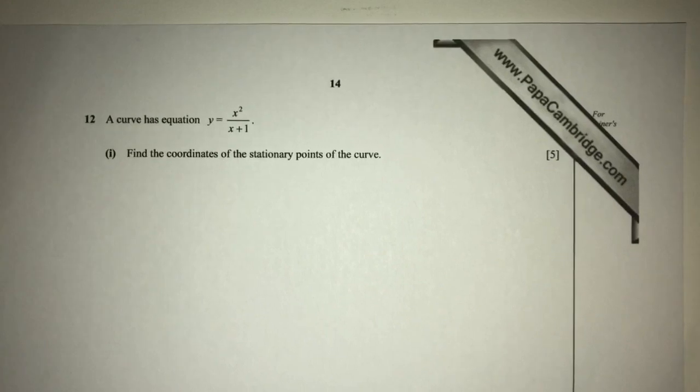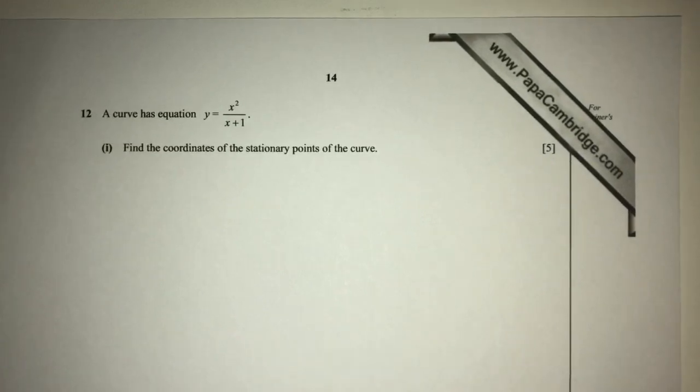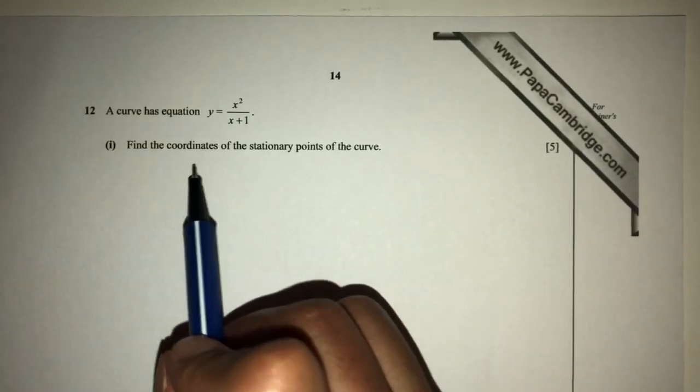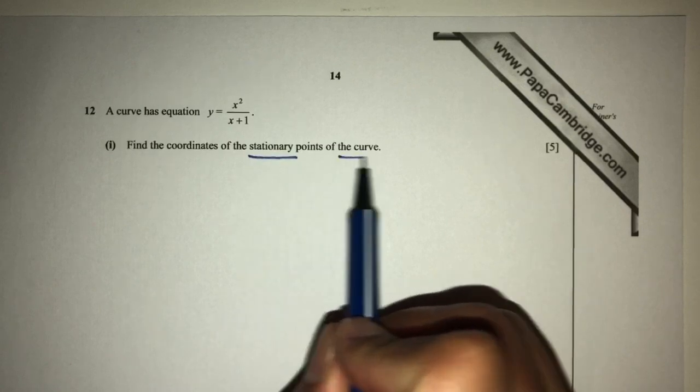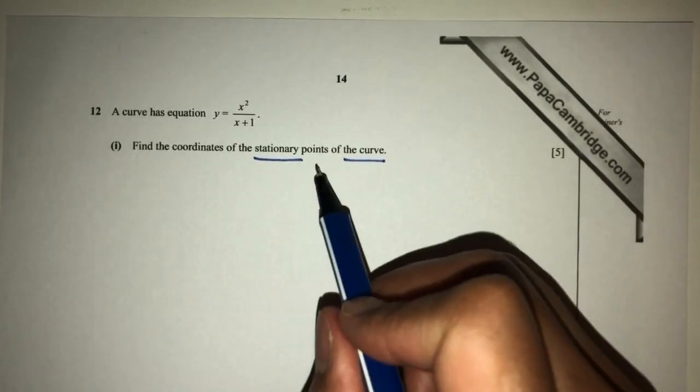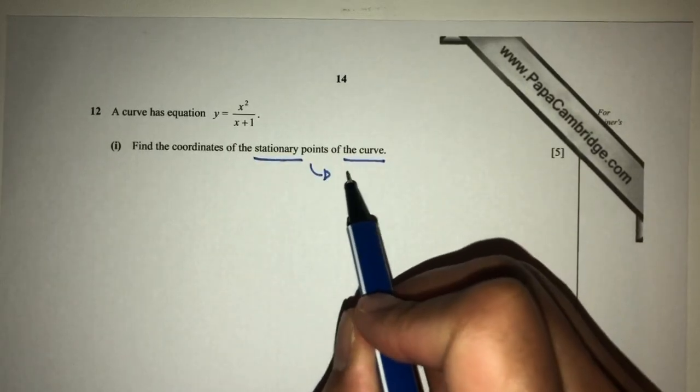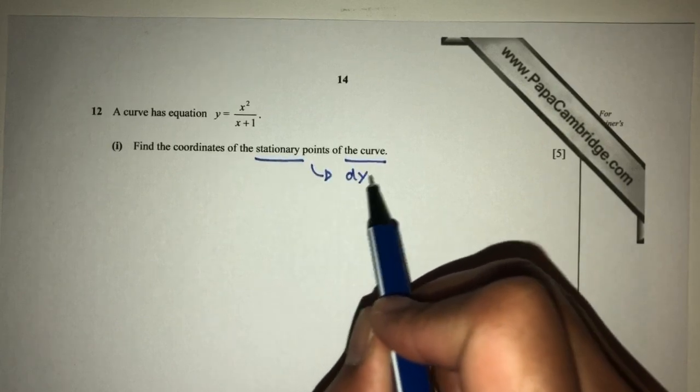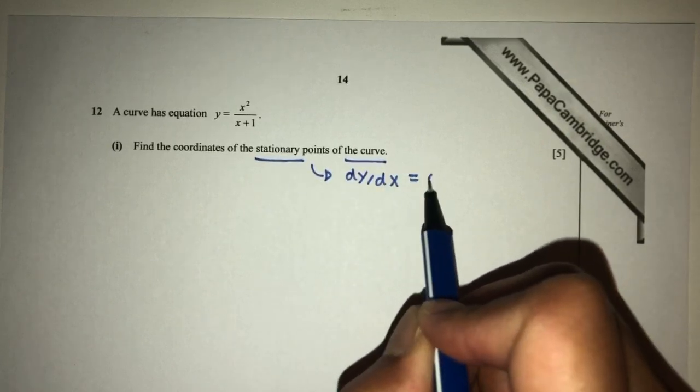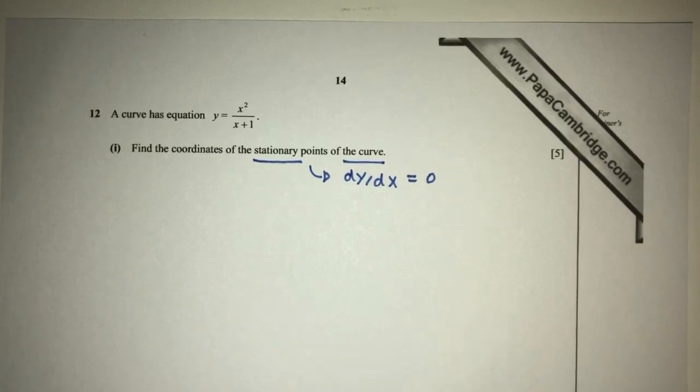Now let's move on to question number 12. A curve has the equation y equals this. We have to find the coordinates of the stationary points of the curve. So pretty easy. You guys must know by now, whenever we have to find the stationary point, we are trying to find dy by dx is equal to 0. Right, so we have to think about this all the time.